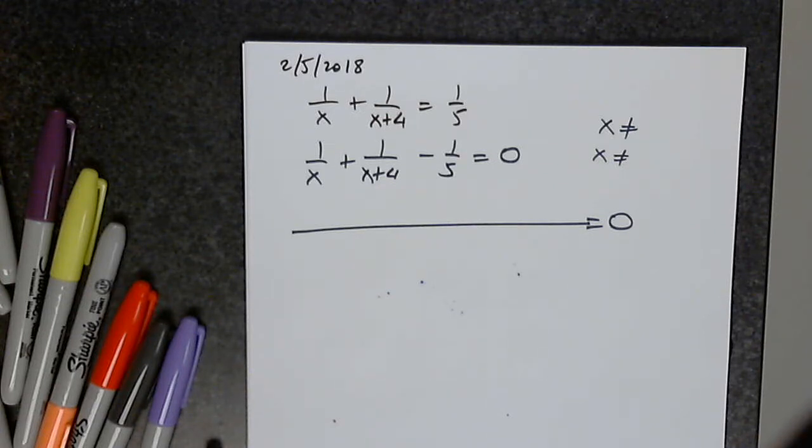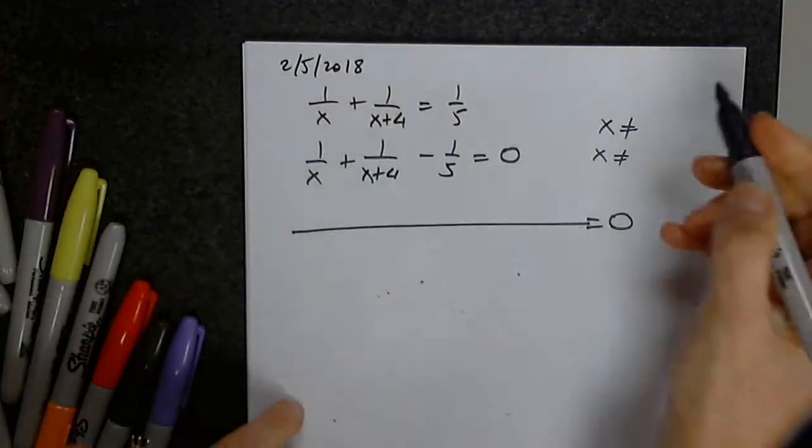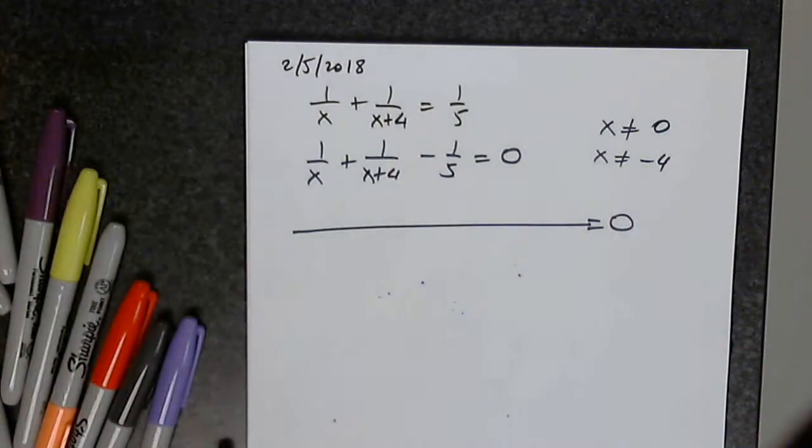x can't be 0. It can't be -4. Awesome. Do we all agree with that? Very good. Good. So now I have to find the least common denominator. And that is the least common denominator. I see 3 factors. I see x, x plus 4, and 5. What is the least common denominator?